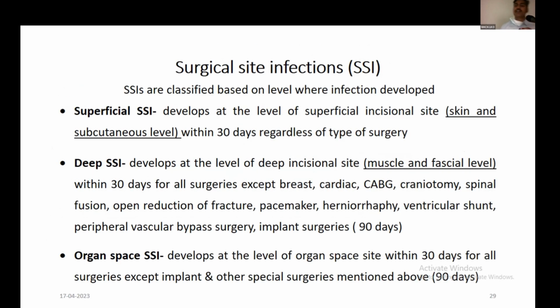Surgical site infections are classified according to the level at which the infection develops. It can be superficial. It develops at the level of the superficial incision site, like skin and subcutaneous level, within 30 days of surgery. Deep surgical site infection can develop at the muscle and fascial level within 30 days of surgery, except for surgeries like breast, cardiac, CABG, craniotomy, pacemaker implantation, or peripheral vascular bypass and implant surgeries. Organ space surgical site infection develops at the level of organ space within 30 days for all the surgeries except implant surgeries as mentioned above.